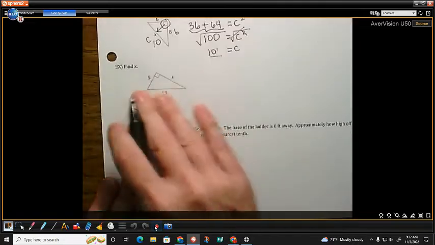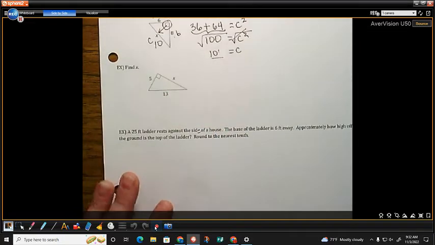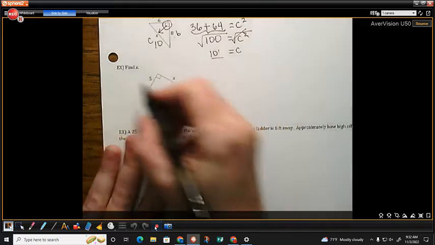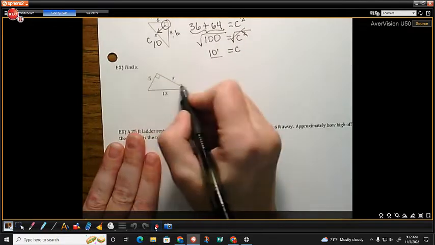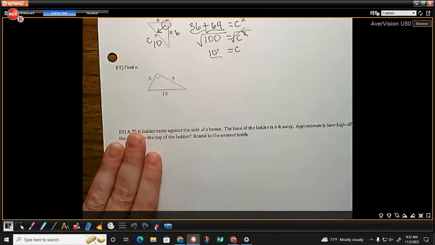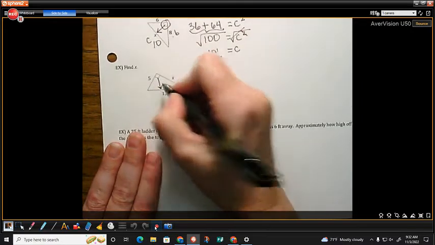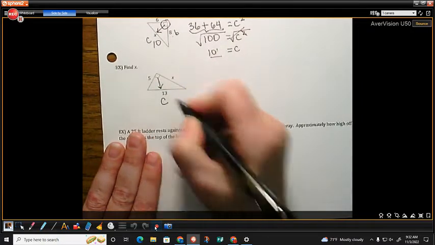So you look down here at this one, and you're having to find x. Now, is x going to be A or B or C? A or B. Well, which is it? Whichever one you want. You can decide if you want this to be A or this to be B, and we don't care. But which one has to be a certain letter? 13. The one opposite the right angle, 13, has to be C.